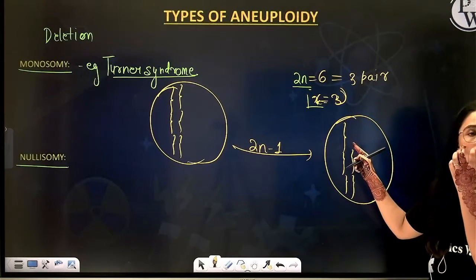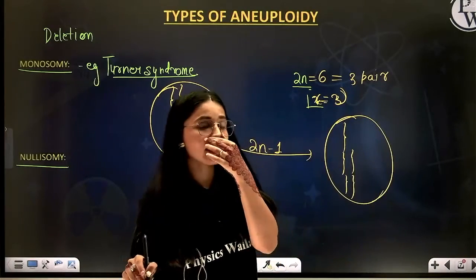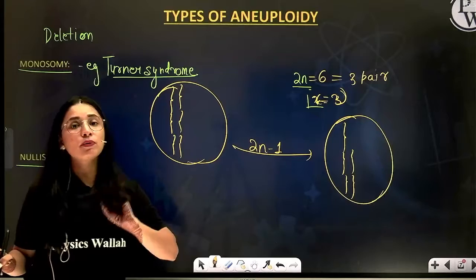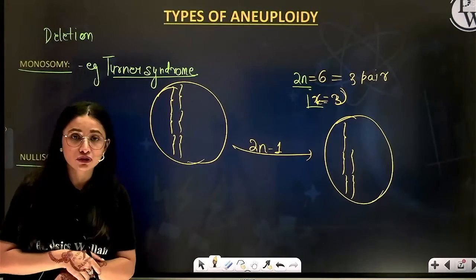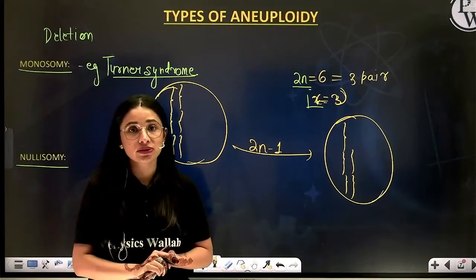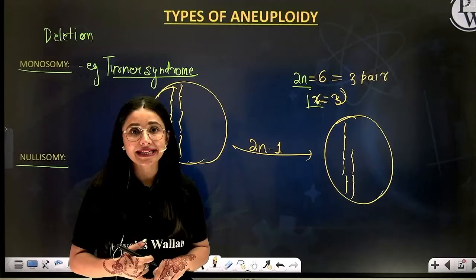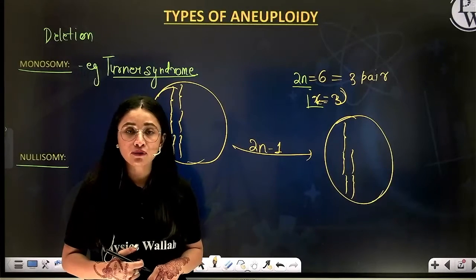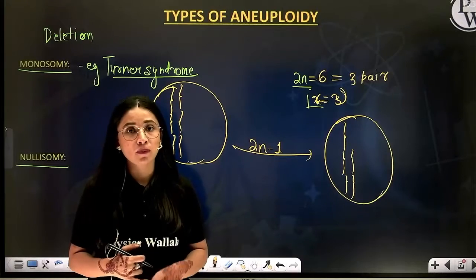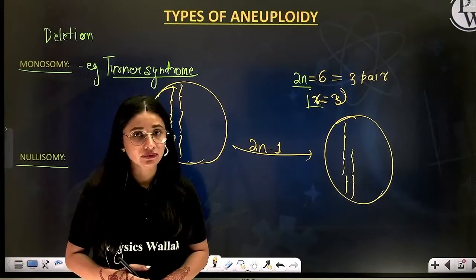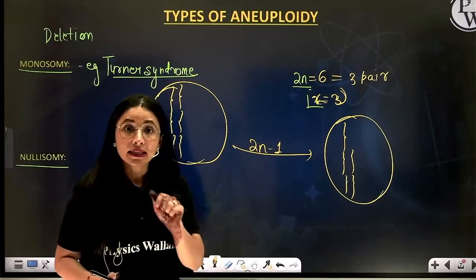Here one of the chromosome gets deleted. So 2n minus 1 is actually monosomy type of aneuploidy. The best example is Turner syndrome, which you see in case of humans, specifically females, when one of their X chromosome gets deleted. So total number of chromosome in a human female having Turner syndrome will become 45. Why? Because one of the X chromosome gets deleted.